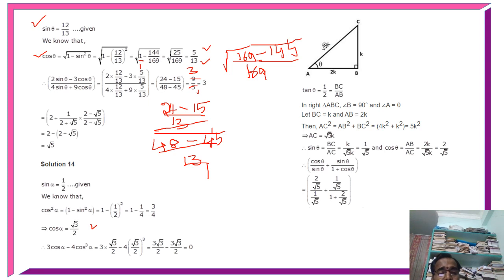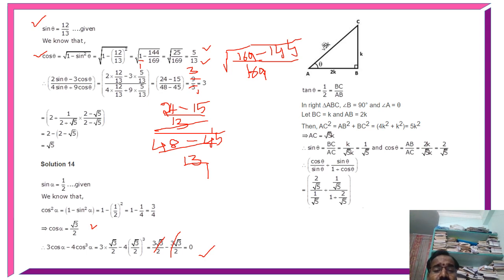Substitute the values: 3 into root 3 by 2 minus 4 into root 3 by 2 whole cube. Here we have 3 root 3 by 2 minus 3 root 3 by 2, because if you expand it here, 8 will get 4 1 the 4 2 the, root 3 whole cube means root 3 whole square is 3, into root 3, 3 root 3. So both are the same. So we can cancel, we get a minus a, 0, in that manner.